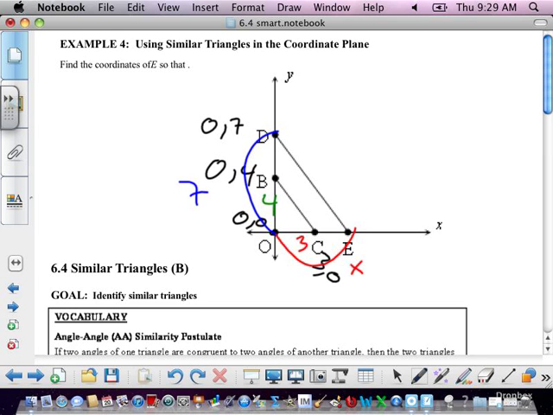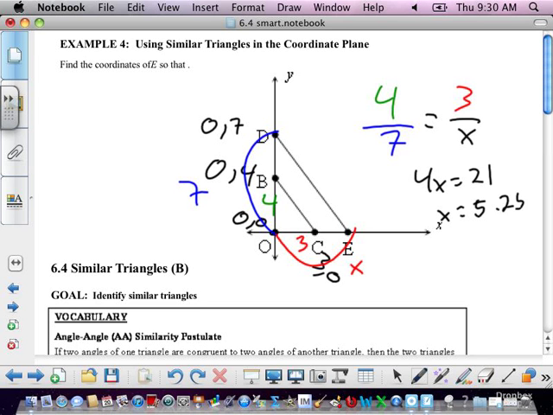So I know if we take little over big, 4 over 7, it needs to equal little over big. Cross multiply. 4x equals 21. X equals 5 point something. What? 0.25. We know my arithmetic is horrible.